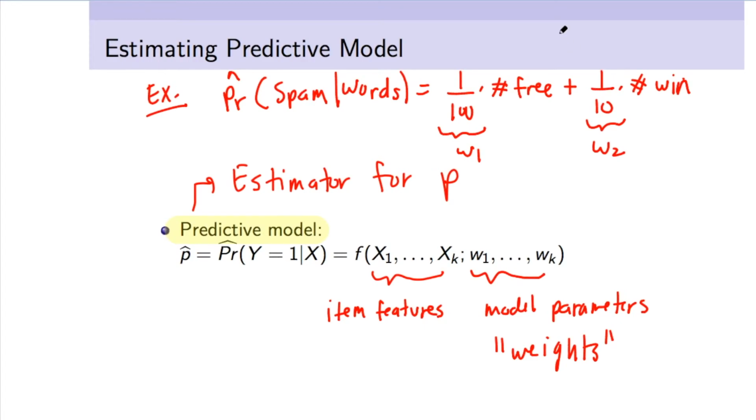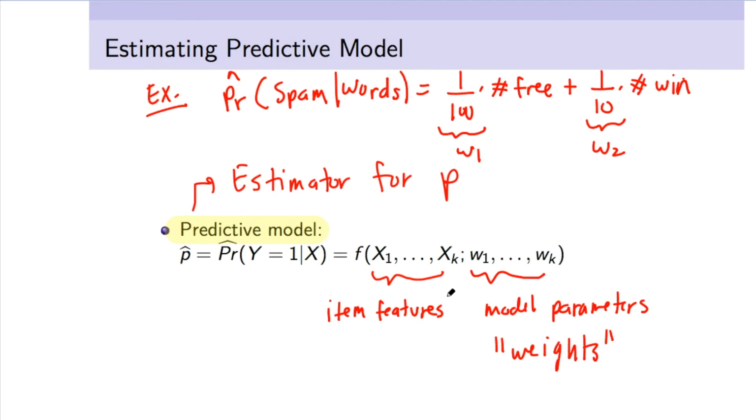For example, let's say we had an email where the number of "free" words was 10 and the number of times "when" appeared in the email was 1. Then the probability that the email is a spam email is 1 over 100 times 10, which gives us 1 over 10, plus 1 over 10 times 1, because there's only one "when" in the email. So 1 over 10 plus 1 over 10 gives us 2 over 10, which is 20%. So the probability that an email which contains the word "free" 10 times and the word "when" once is a spam email, according to this predictive model, is 20%. Don't take this predictive model seriously. I just illustrated it as an example.